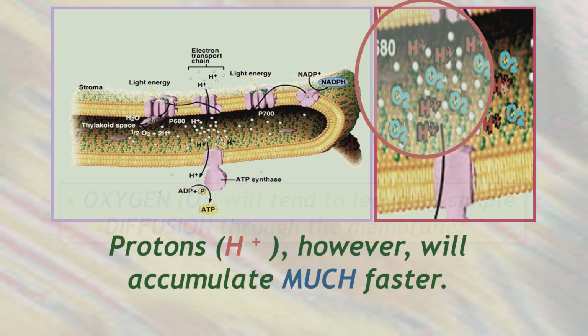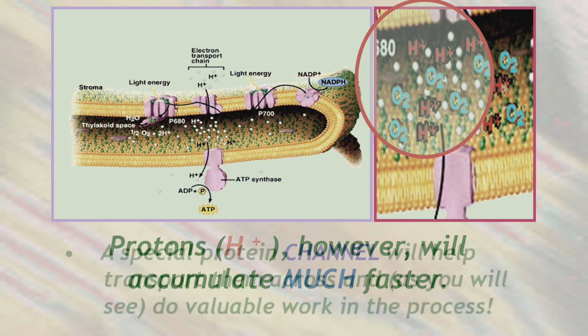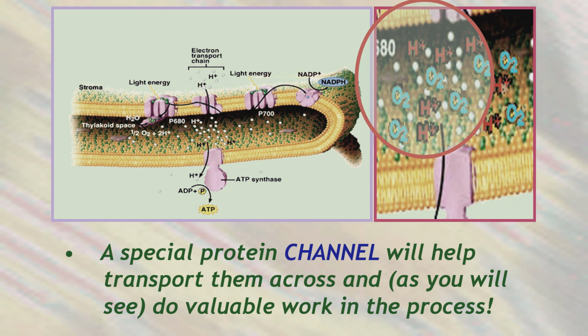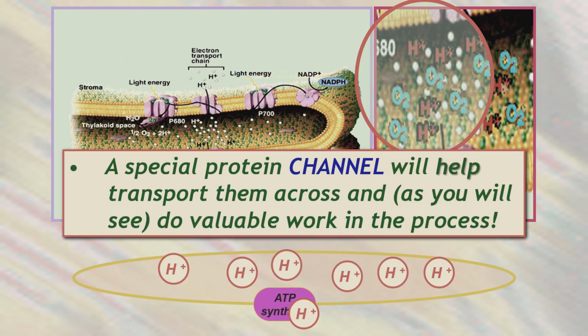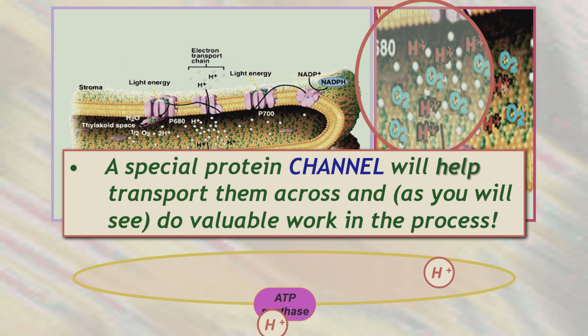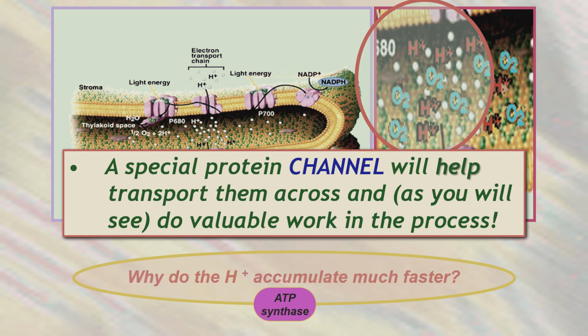Protons, however, will accumulate much faster. A special protein channel will help transport them across and, as you will see, do valuable work in the process. See how the hydrogens are leaving constantly, and they're not leaving randomly. They're all leaving out through a particular location. That's through a protein channel, ATP synthase. So the question we should ask, though, is why do the protons accumulate much faster?